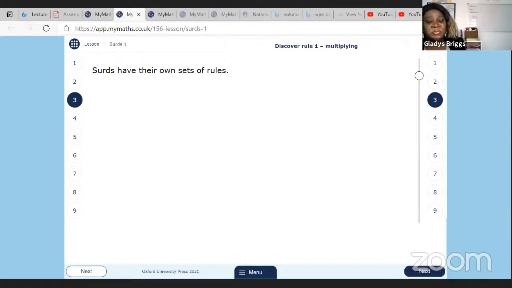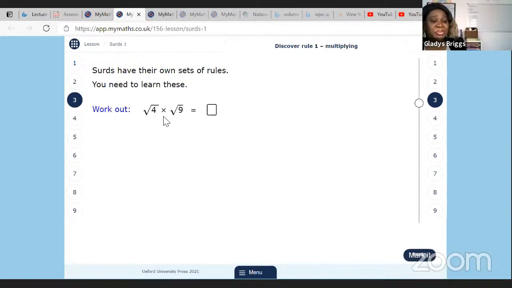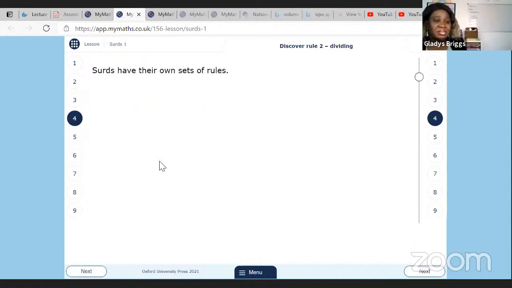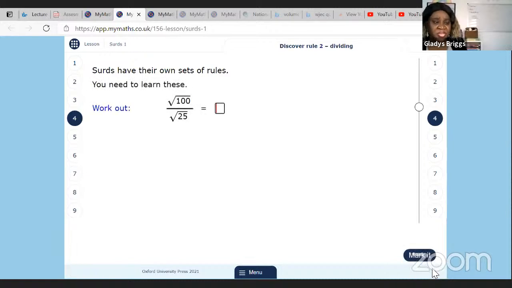Surds have their own set of rules. You need to learn the rules. When you have the square root of 4 times the square root of 9, that's the square root of what? 4 times 9 is what? 36, which is 6. Surds have their own rules. The square root of 100 is 10, divided by 5, that is 2.